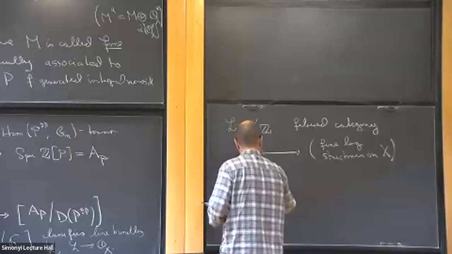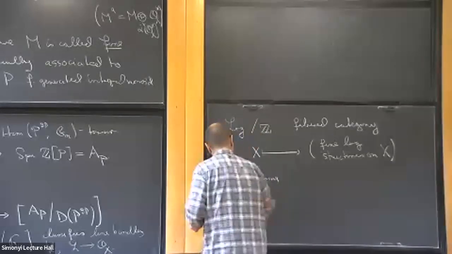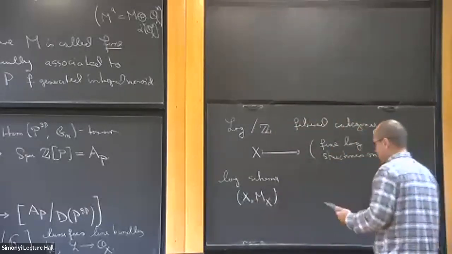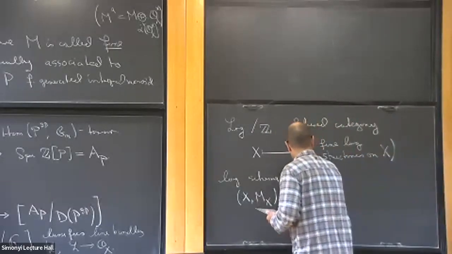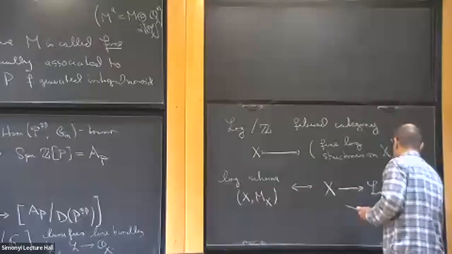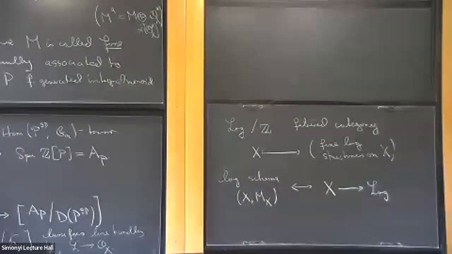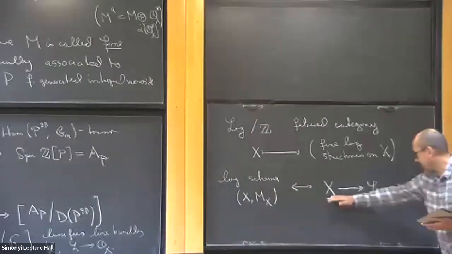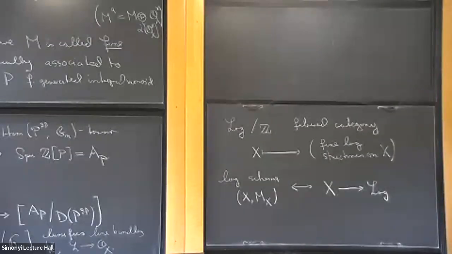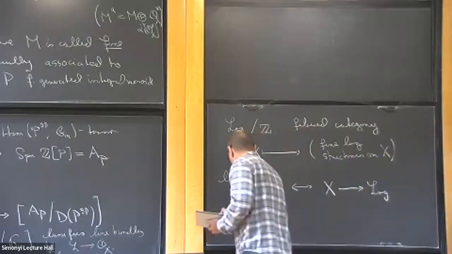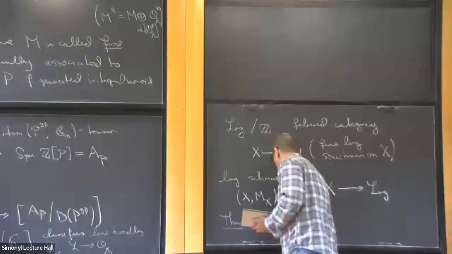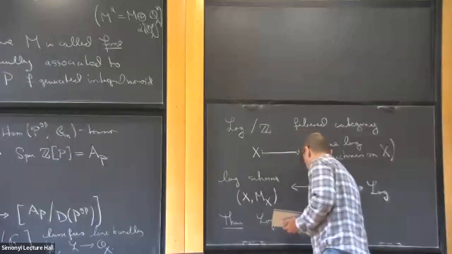a log scheme, which by definition is a pair consisting of a scheme X together with a log structure. That's equivalent to just a map topology. To give a map from X to this fibered category is just the data of the log structure on X. And now there's an old theorem, which is that this log is an algebraic stack.